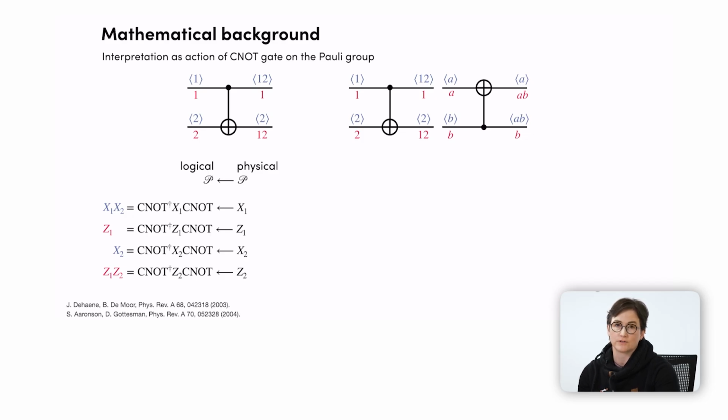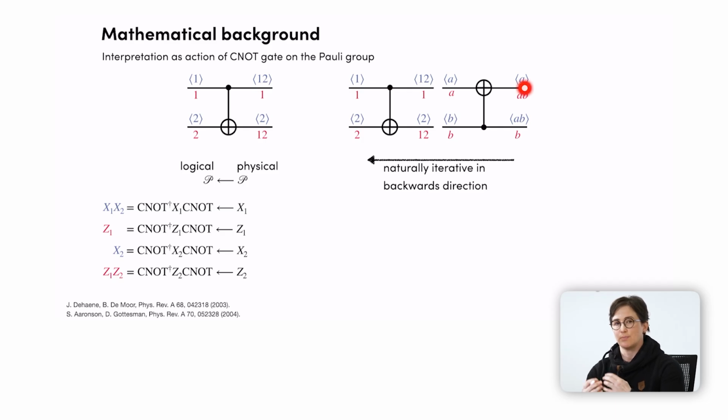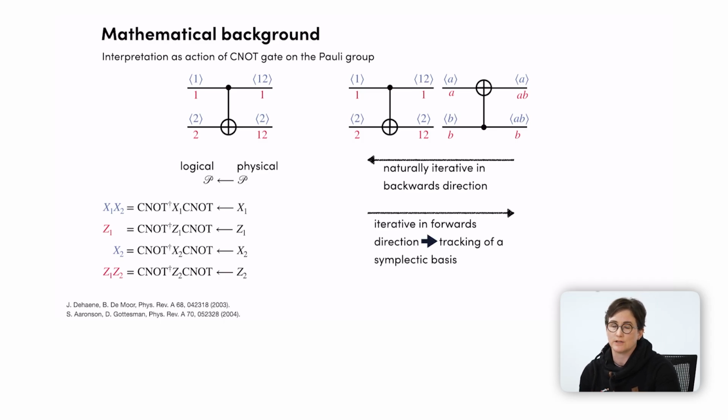And we can do this, of course, for all the generators of the Pauli group. But if you look closely, then you'll see that that is naturally iterative in the backwards direction, because we can put a Pauli in the end of the circuit, pull it back through the second CNOT, then pull it back to the first CNOT, and then get the equivalent operation in the beginning of the circuit. But what Anette already showed is that we have it iteratively in the forwards direction, and this is possible because we are tracking actually a symplectic basis.